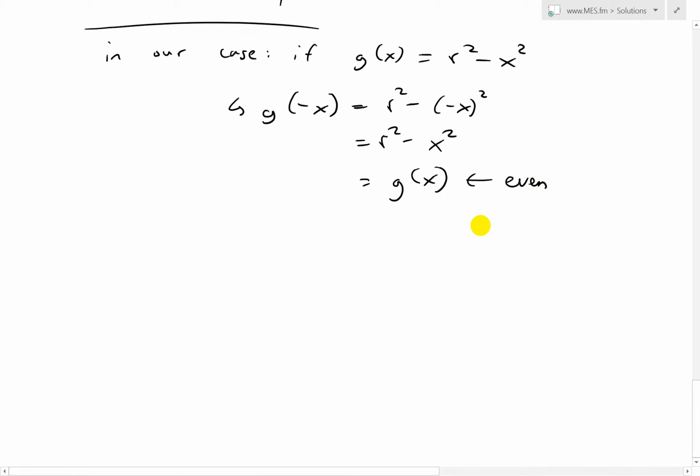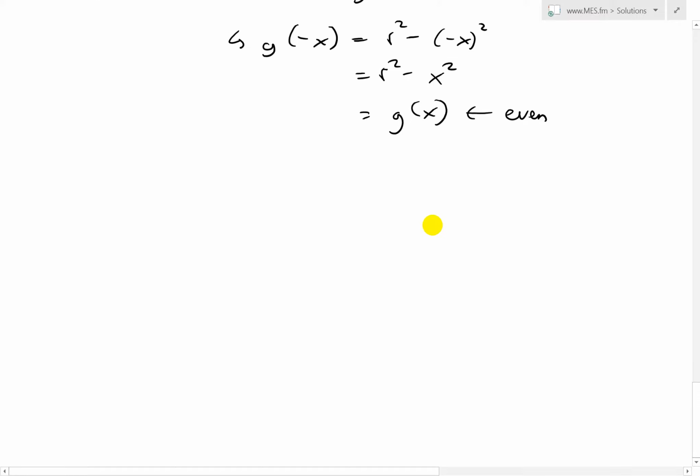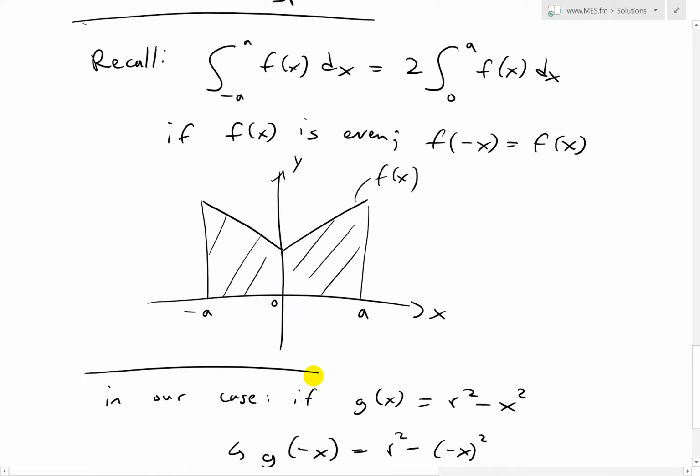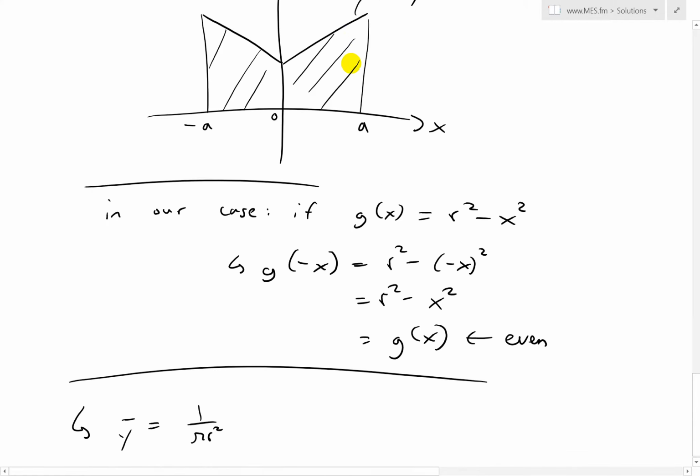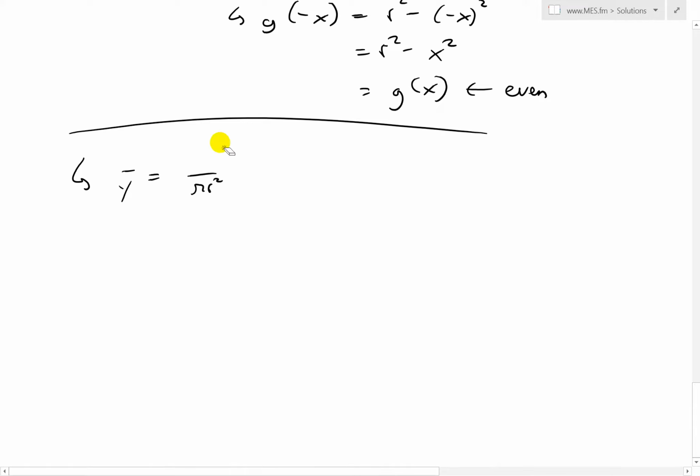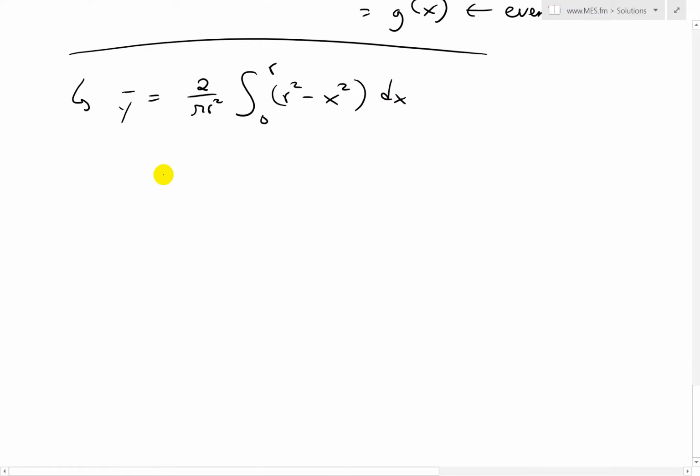You can learn more about even and odd functions in my earlier video in the video link below. So what we have now is the integral of this, which equals 1 over pi r squared, and now we have this negative r to r. We'll just go from 0, so we'll add a 2. So we're multiplying by 2 now, and then going from 0 to r of r squared minus x squared dx. This will make the integration slightly easier.